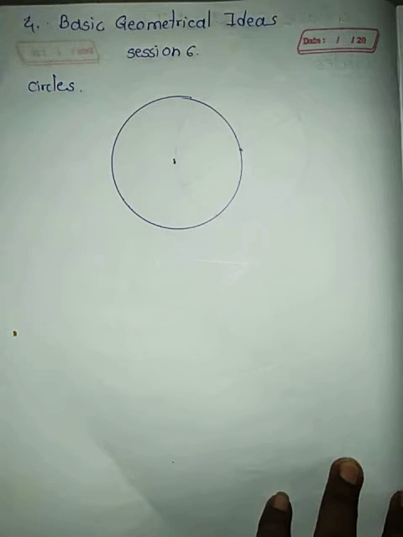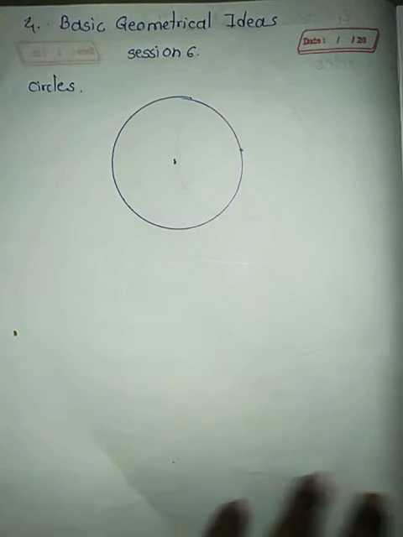Hi students, this is chapter 4, basic geometrical ideas, session 6. Previously we studied exercise 4.5 about the quadrilateral. Now we will learn the parts of a circle. Previously parts of quadrilateral, now parts of circle.